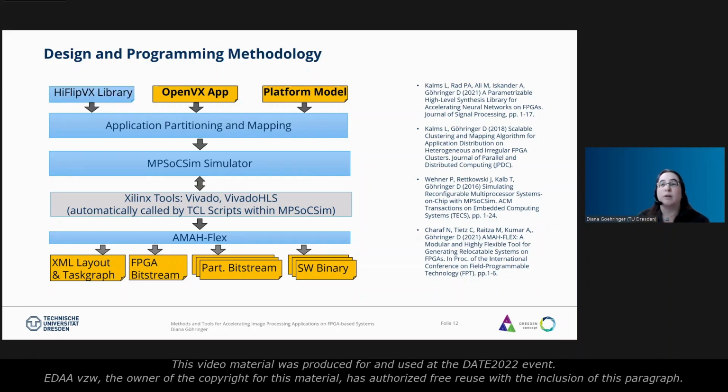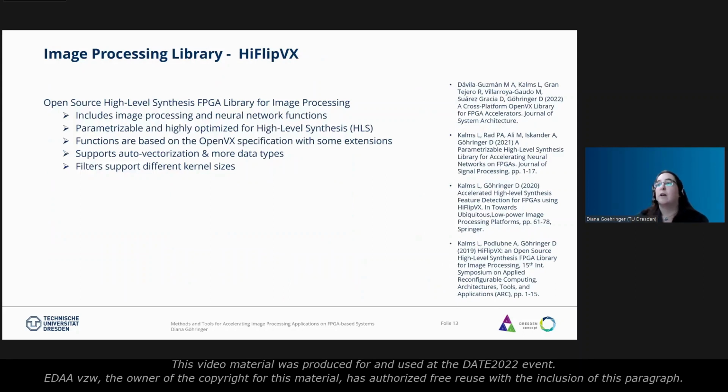But first, have a look at the HighFlipFX library. This allows the user not to have to implement it themselves, because it contains FPGA-optimized high-level synthesis kernels for typical image processing kernels of the OpenVX library. Besides image processing, we also have neural network functions, and in total, there are currently 66 functions supported.